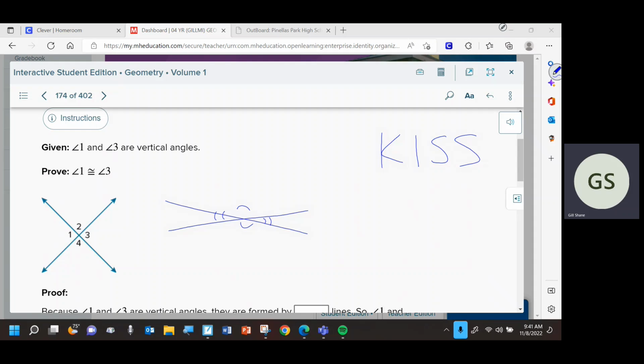So now what we want to prove is if we know angle 1 and 3 are across from each other, we want to prove that that means they're congruent. I guess it doesn't matter if I leave that there. That's fine. I'll erase it in a minute.